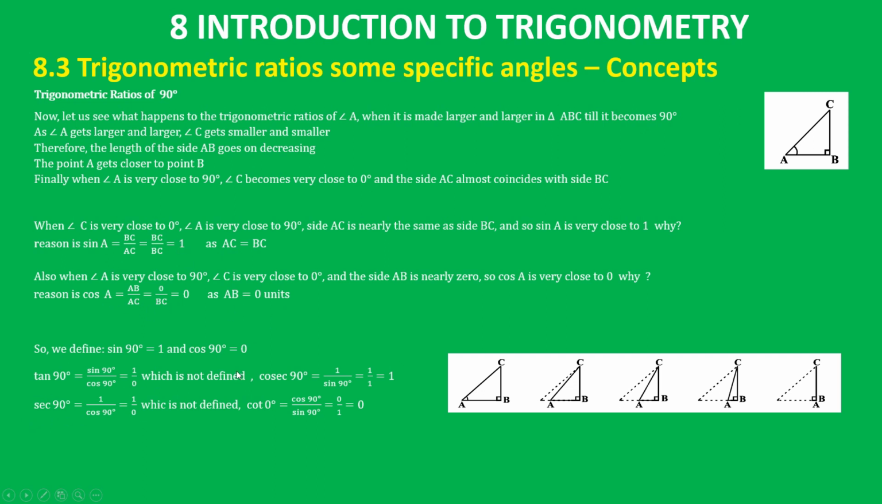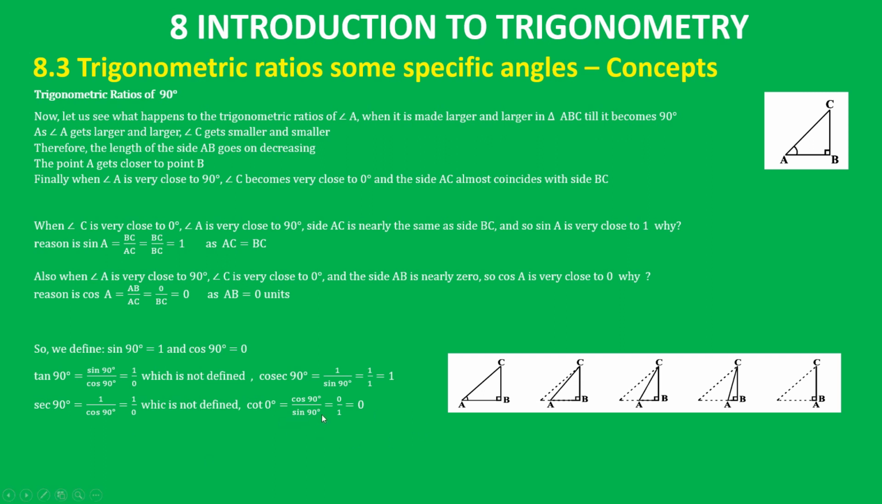With these, you can evaluate other values. Tan 90 degrees is equal to sin 90 by cos 90, 1 by 0, which is not defined. And what is cosecant 90? 1 by sin 90 is equal to 1 by 1, which is 1. Secant 90 is what? 1 by cos 90, which is not defined.